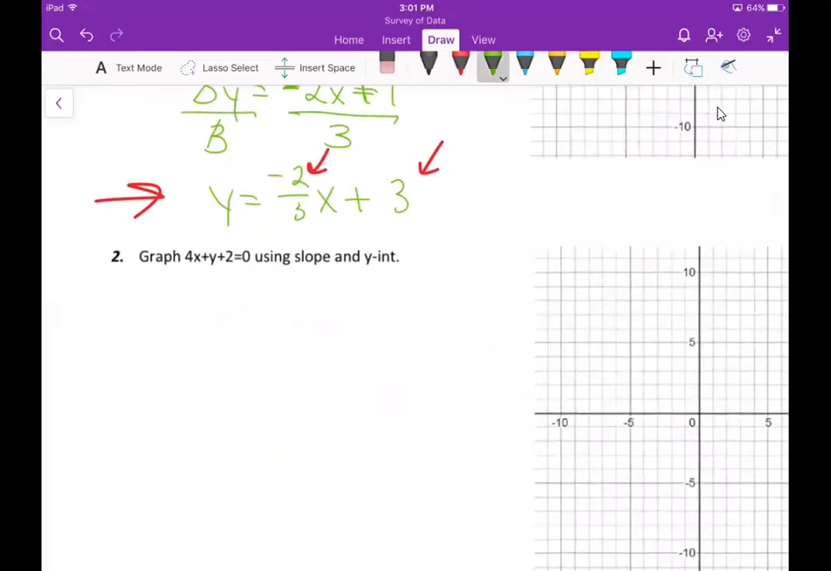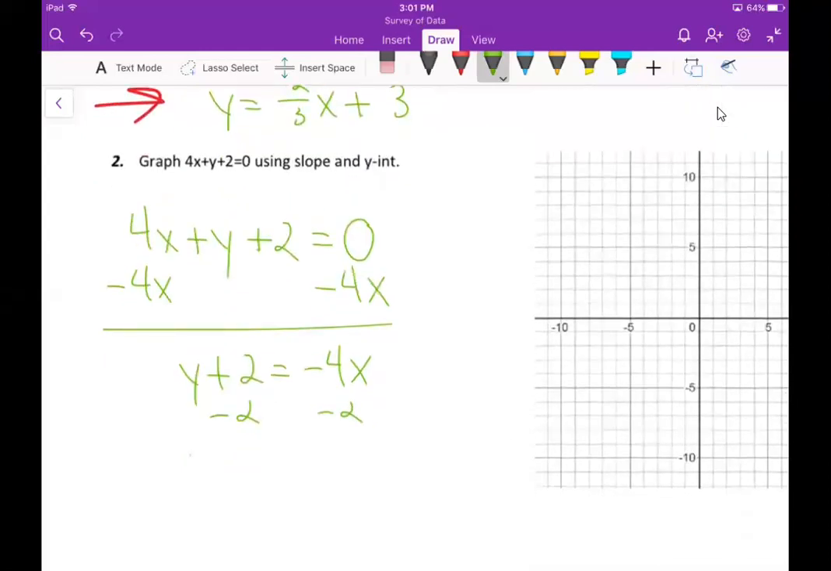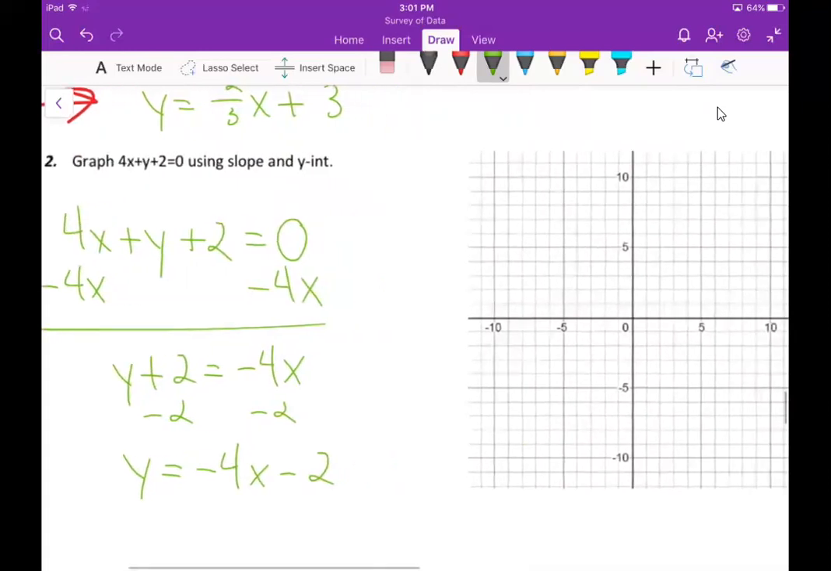Currently, everything is on the same side. So we have 4x plus y plus 2 equals 0. We need to get y by itself, so let's just start moving those terms over to the right-hand side. That means y plus 2 equals negative 4x. And this time, all I needed to do is subtract the 2, and I'll have y equals negative 4x minus 2. Keep track of those negative signs, and you've got it right there. Y is by itself. We didn't even have to divide in that case.